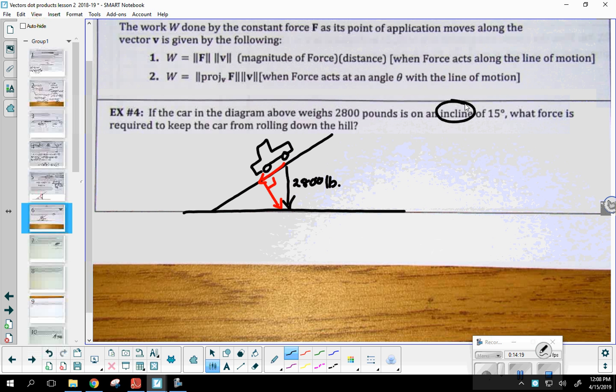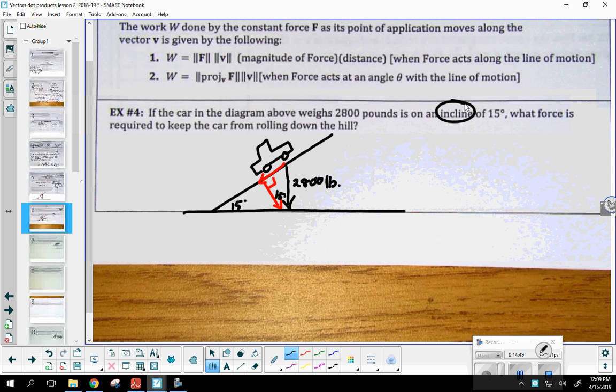It's 15 degrees. So I know that this incline is 15 degrees with the horizontal, but this is going to happen every single time. Whatever this measure is right here, this measure is going to be exactly the same. It's always going to be exactly the same measure. Now, let's think about this. We're trying to figure out the amount of force it's going to take to keep the car on the hill. We don't want it to slide down the hill.